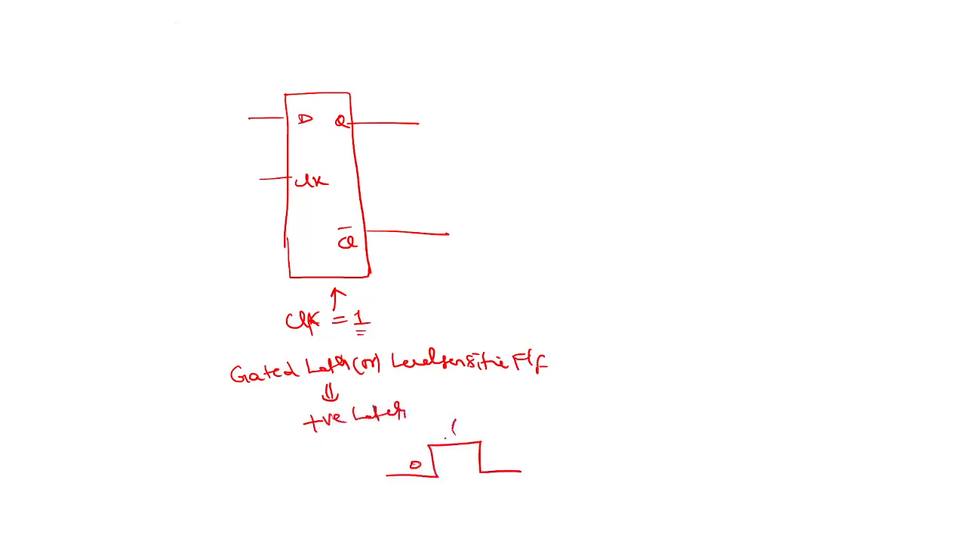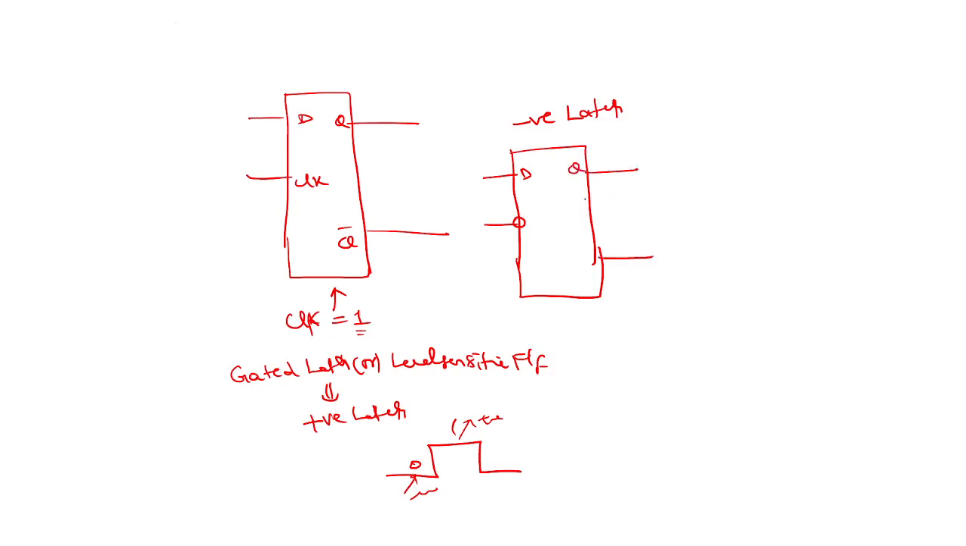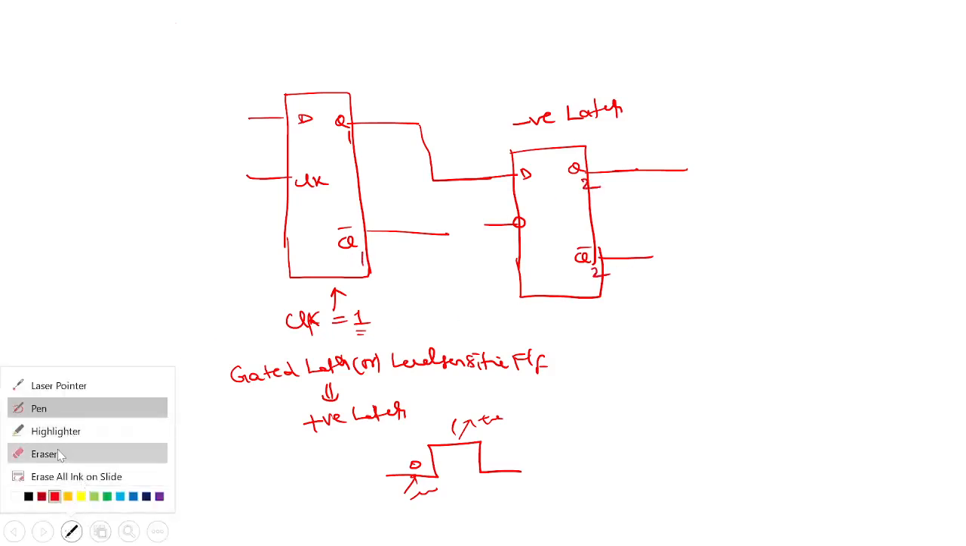You can say 0, 1, right? This is also called a positive latch, and this can also be called a negative latch. Now I will take one more latch. This is not a positive latch, I will take a negative latch. This is D, this is a clock, Q, Q bar. Now the output of this first latch will connect to this input. Let's say this is Q1, Q1 bar, Q2, Q2 bar. Nothing I did, I just connected.